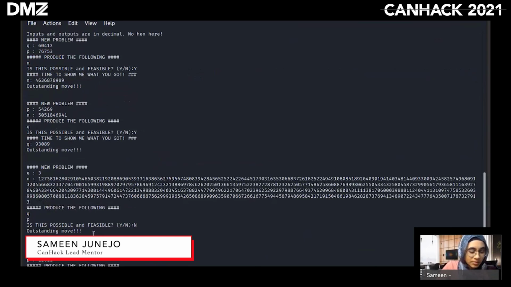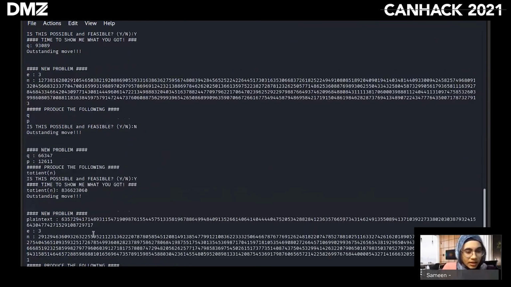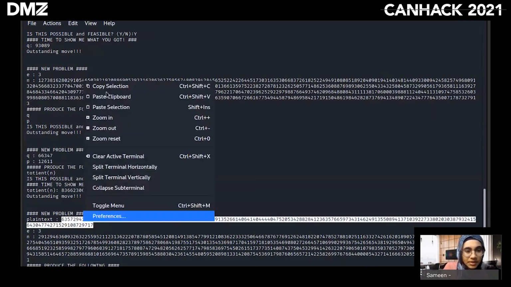This is possible, and I calculated the value. It was 836623060. Now, can we find the ciphertext using plain text, E and N? Yes, we can, because the ciphertext is plain text raised to the power of E modulo N. So let's copy that.